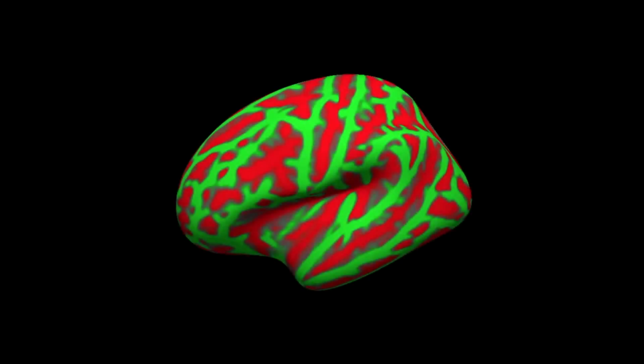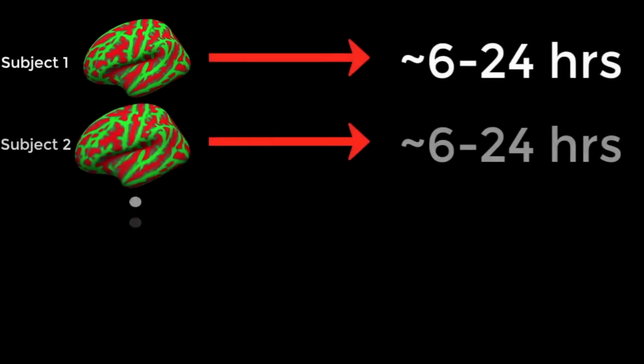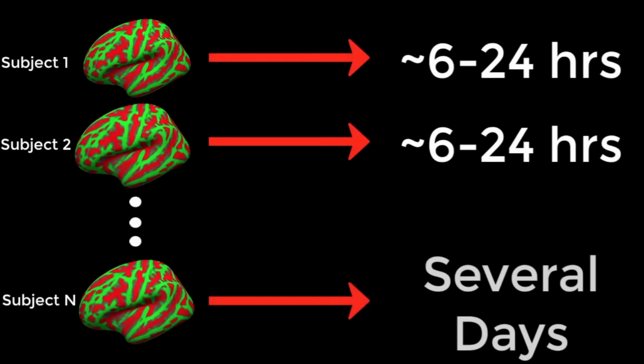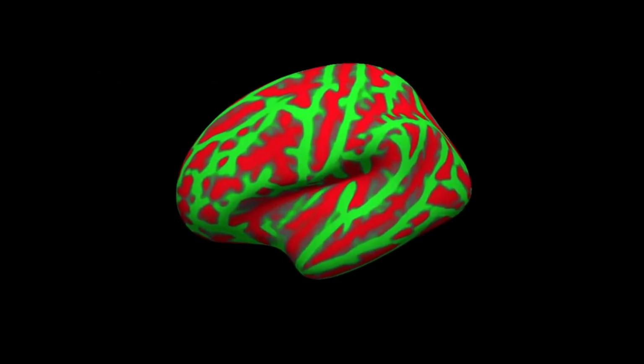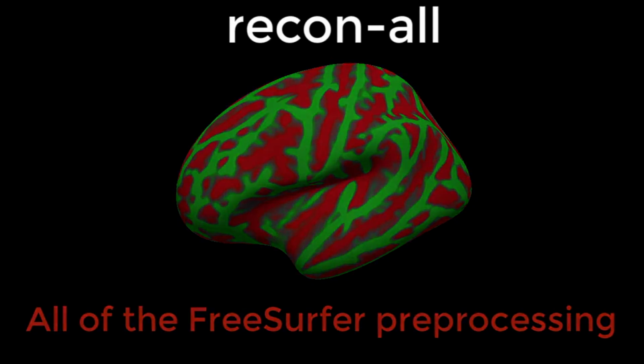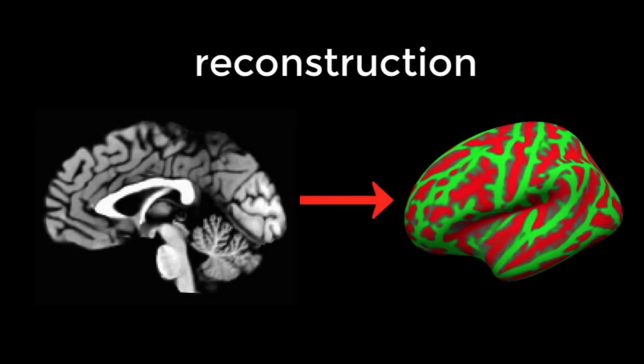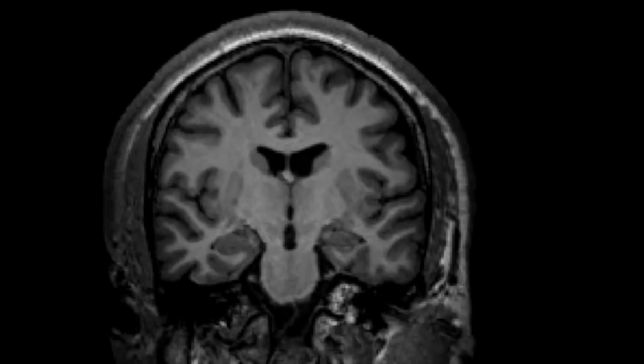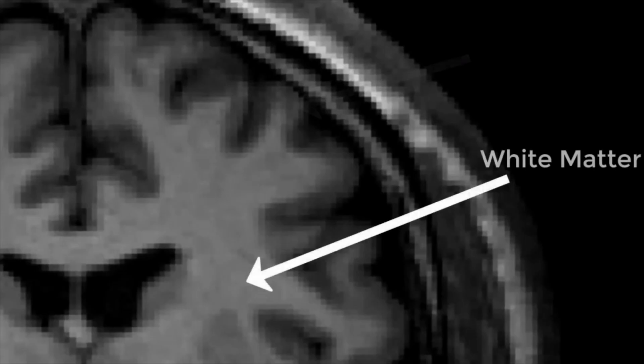FreeSurfer is a very complex program, which can take several hours to process a single subject, and several days, perhaps weeks, to analyze an entire data set. At the same time, many of the commands are very simple to use. This video will review the command recon-all, which does all of the FreeSurfer preprocessing. Recon-all stands for reconstruction, as in reconstructing a cortical surface. All it requires is a T1-weighted anatomical image with good contrast between the white matter and the gray matter.